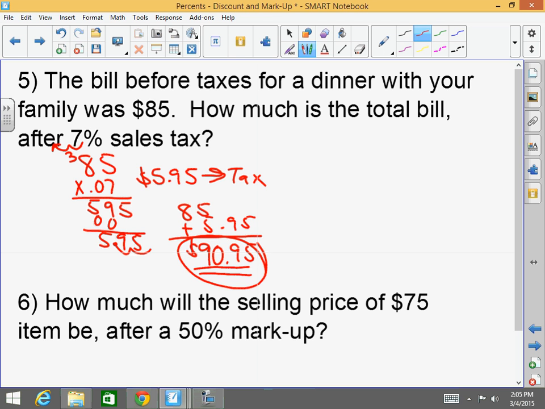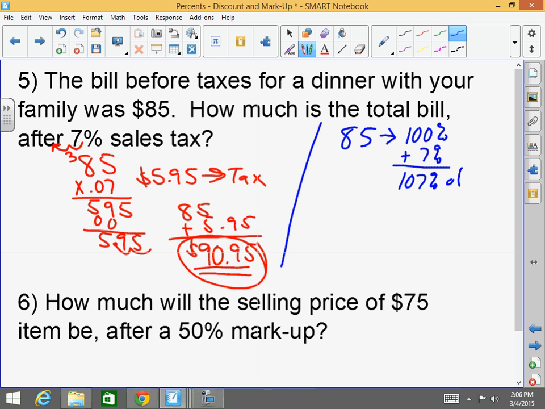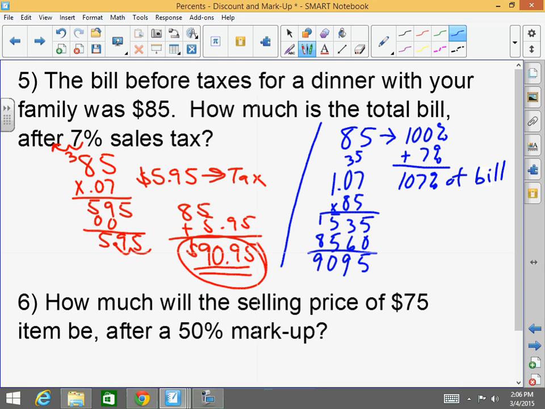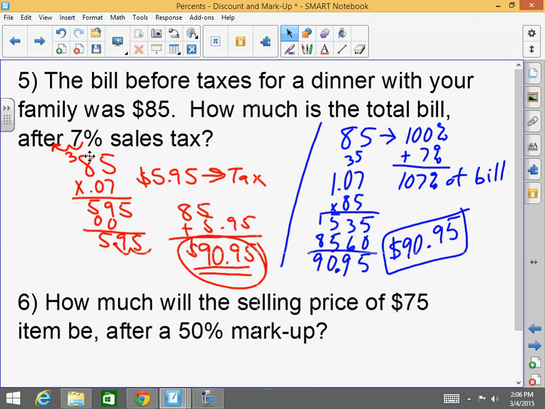Does that make sense? If I was going to do it method 2, $85 is 100% of your bill. But you're going to add 7% in taxes to your bill. So you're really paying 107% of the original bill. So 1.07 times 85, that's 5, 3, 0, and 3 is 3. We got a 5, skip a space. 8 times 7 is 56, carry the 5, that's a 5, and then that's 8. So that's 5, 9, 0, carry the 1, 9. 2 decimal places, $90.95 is what you pay after taxes. Does that make sense?